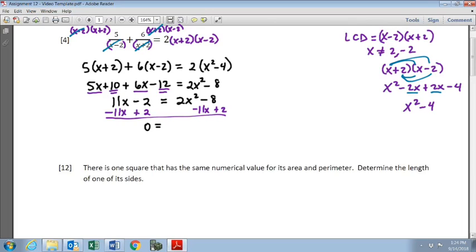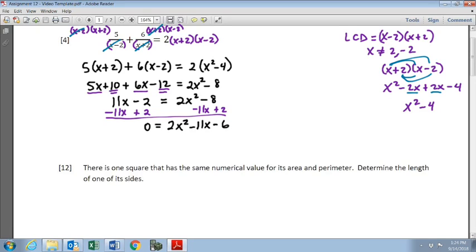Now on the other side, just be careful there. You only have one x squared term, so you'll just bring that down, the 2x squared. You have a minus 11x. There's no other like terms for that one. But the negative 8 and 2, that's going to give you a minus 6.